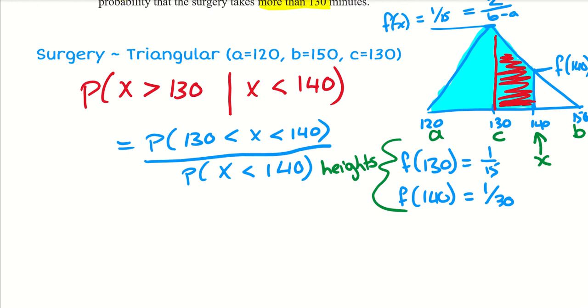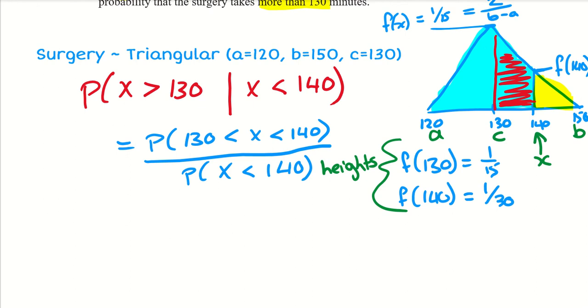Okay, so what I can do in this case is I notice that this little piece here is a triangle. So I could work out the height of that little piece. And if I know the piece between 120 and 130, then I can reason and work out what the whole probability will be. So that's what I want to do.